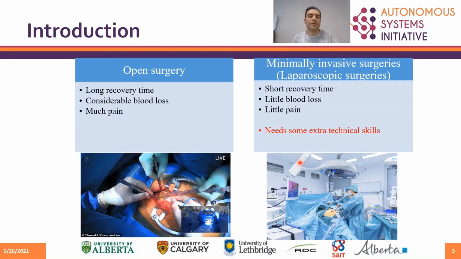Firstly, let's investigate different types of surgery. In the left picture, you can see open surgery, in which surgeons have direct access to body organs. And in the right picture, we can see minimally invasive surgery, in which surgeons have some small holes called incisions to access body organs, and they can see the body organs with the aid of this monitor instead of direct vision. There are some benefits in this type of surgery. We have short recovery time, little blood loss, and little pain.